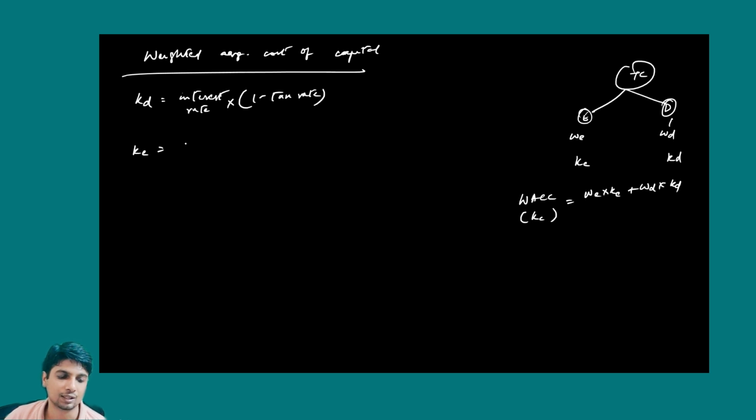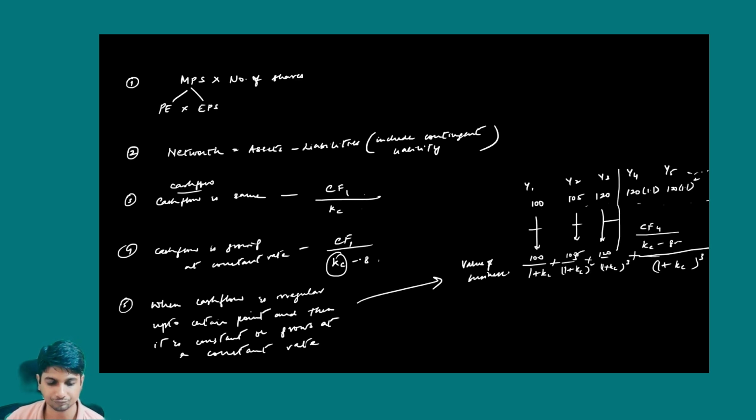Next, KE, that is cost of equity. So how do you find out cost of equity? We will use the CAPM model, that is risk-free rate, that is RF plus beta into RM minus RF. So RM is market return minus RF is risk-free rate. So we'll use this. So this is how we'll find out the cost of capital. So now if you see, KC is found out. Now we need to find out the cash flow.